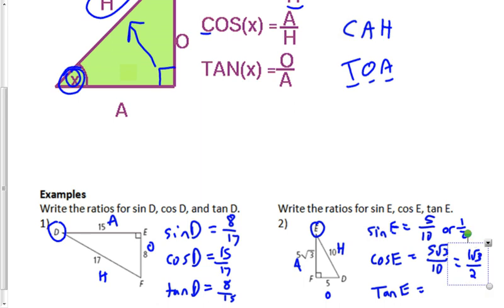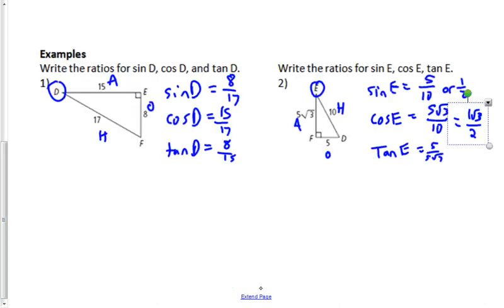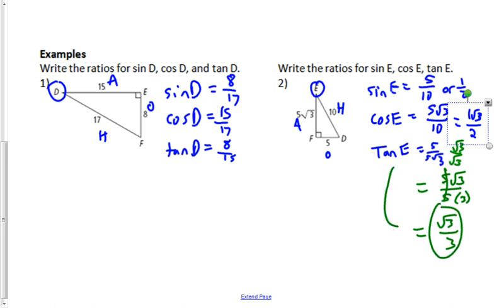And then finally, tangent, TOA, opposite, or 5 over 5 square roots of 3. Remember, we've got to get rid of that square root of 3 on the bottom. So to get rid of the square root of 3 on the bottom, we can multiply both the top and the bottom by the square root of 3. And we're left with 5 square roots of 3 over 5 square root of 3 times square root of 3 would be 3. 5 times 3. These are just going to cancel out. So we're just left with the square root of 3 over 3. That would be our tangent ratio.